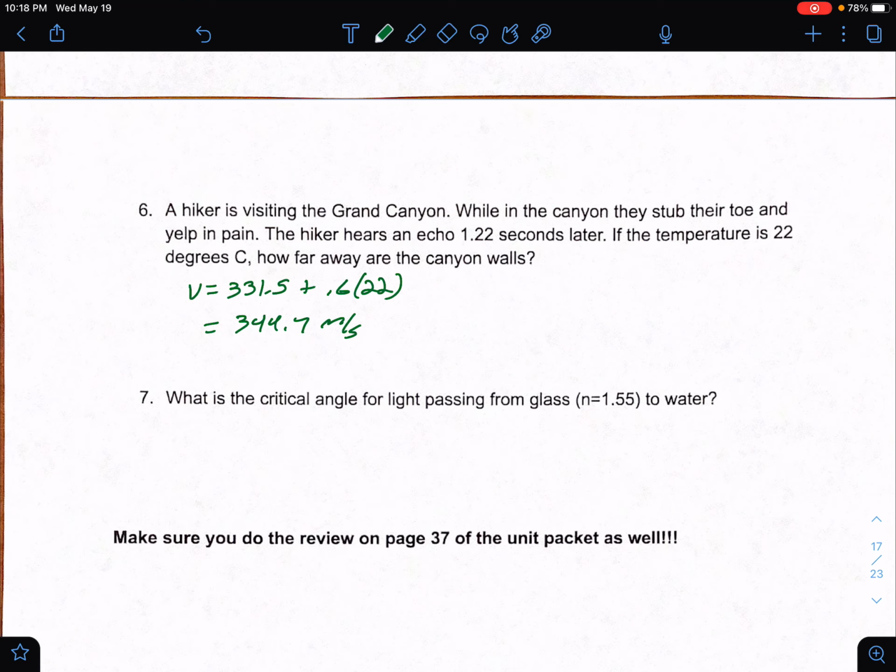Okay. And then we're going to do velocity equals distance over time. We're looking for how far away they are. So your velocity is going to be 344.7. Distance, I don't know. And remember, this is an echo. You want to know how long it takes the sound to get to the wall. So you're not going to use your total time, you're just going to halve that time. If you halve that time, it should come out to 0.61 seconds. Okay, multiply both sides by 0.61. So that means the walls are going to be 210.3 meters away.